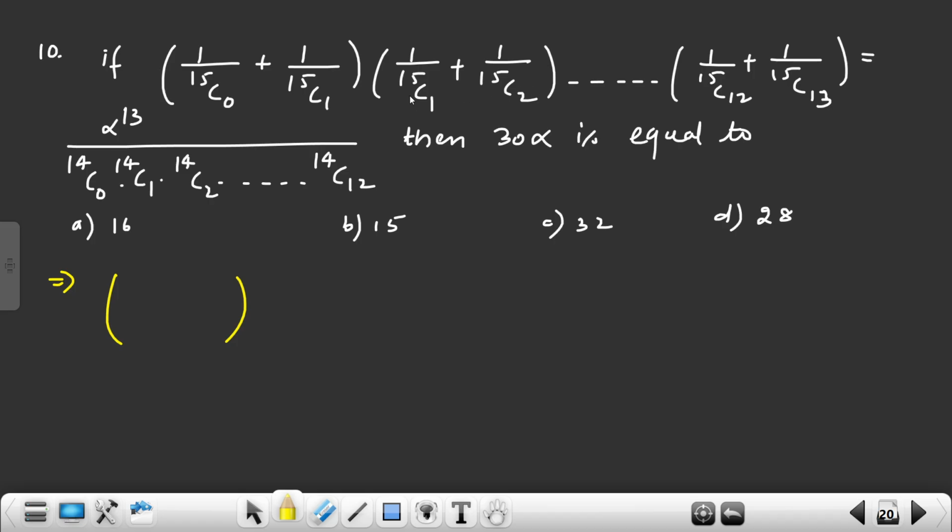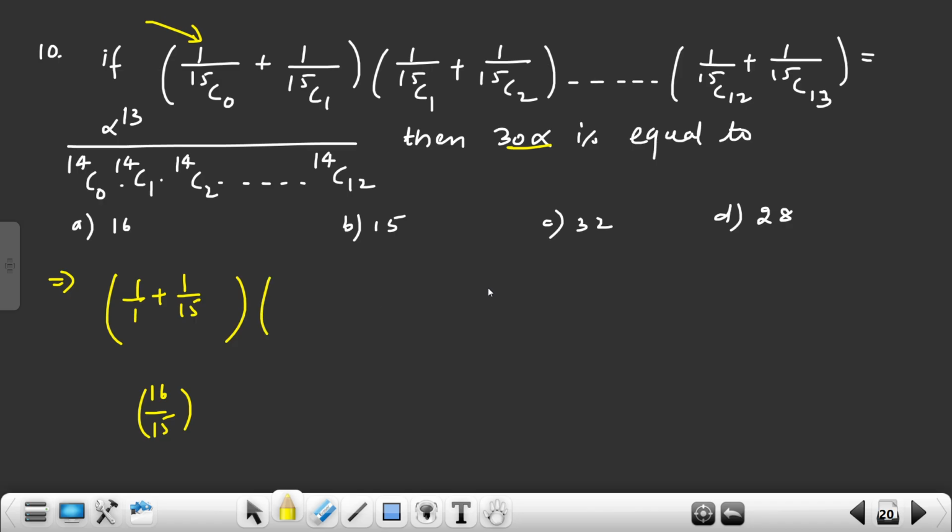There is a big expression: 1 by 15c0 plus 1 by 15c1 and so on, alpha power 13. So what is 30 alpha? Now I want to solve the first bracket. Just see the first bracket: 15c0 is 1 plus 15c1 is 15. If I take the LCM, it will come 16 by 15.